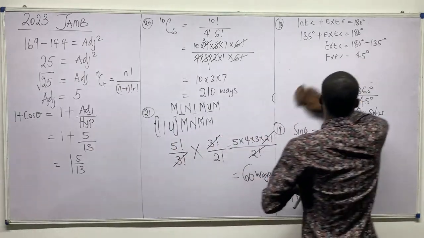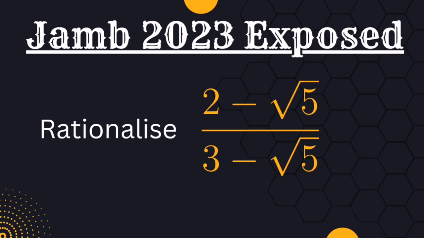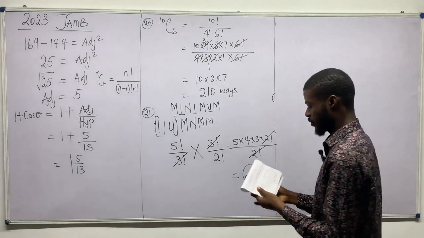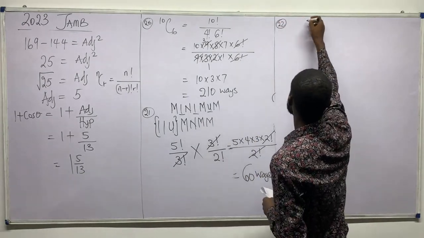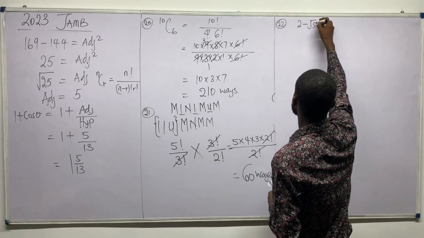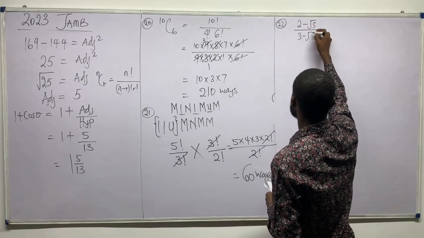Question 22. You're asked to rationalize that expression: 2 minus root 5 divided by 3 minus root 5. So how do we go on that? Okay. So this is 2 minus root 5 divided by 3 minus root 5.